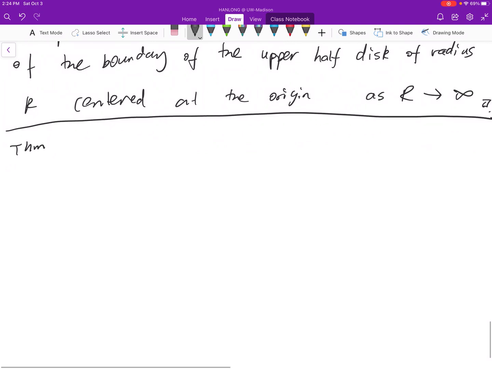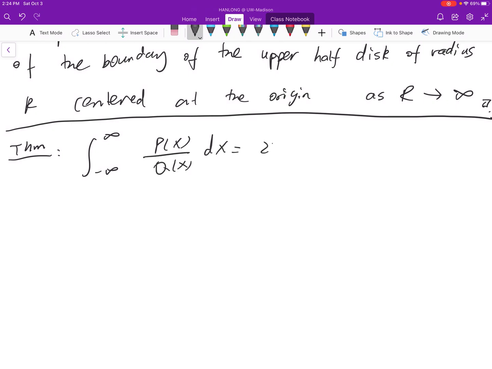You don't have the continuous part. To be more precise, the original integral equals 2 pi i times the summation of residues whose imaginary part is positive.